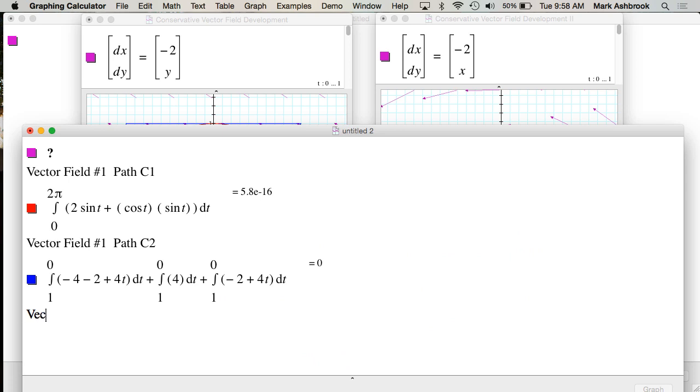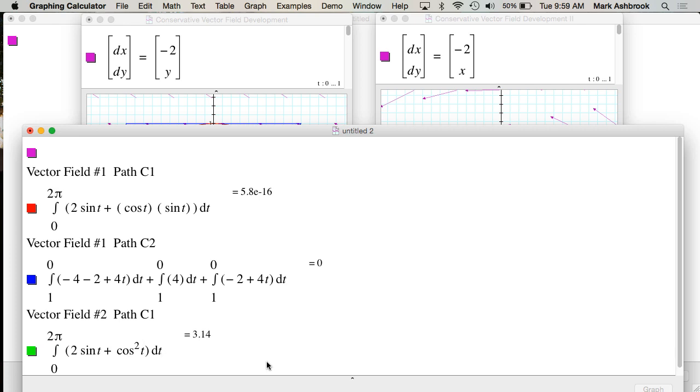So this is vector field number 2, path C1, will be from 0 to 2 pi. And now we have -2x. So will that be 2 sine t again? All right, but this time, cosine squared this time? And you should have gotten pi. Did you get pi when you did that one?